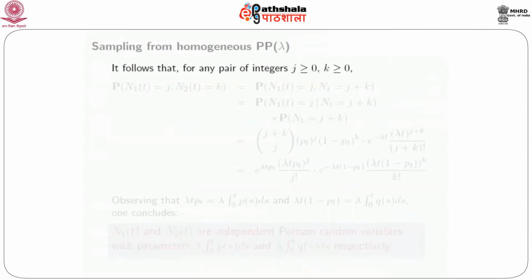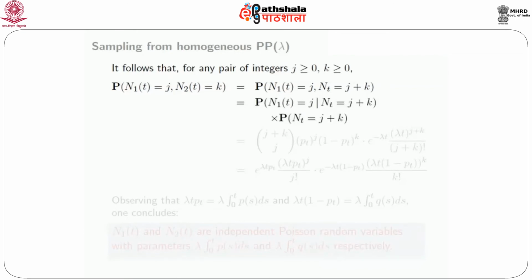It follows, therefore, from what we had done in the beginning, that for any pair of integers j greater than or equal to 0, k greater than or equal to 0, the joint probability that N1t equals j and N2t equals k equals the probability that N1t equals j and Nt equals j plus k, which is equal to the probability that N1t equals j given Nt equals j plus k, times the probability that Nt equals j plus k. The first factor, the conditional probability, is what we had just calculated. It's given by j plus k choose j, pt to the power j, 1 minus pt to the power k.